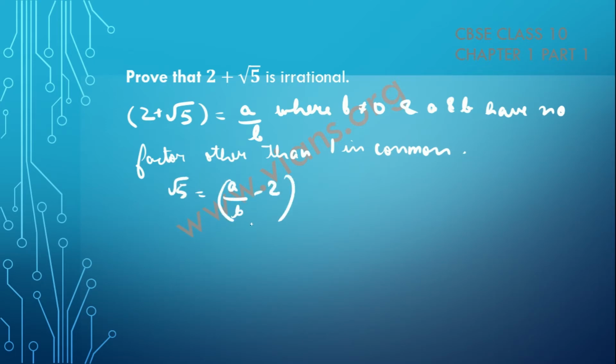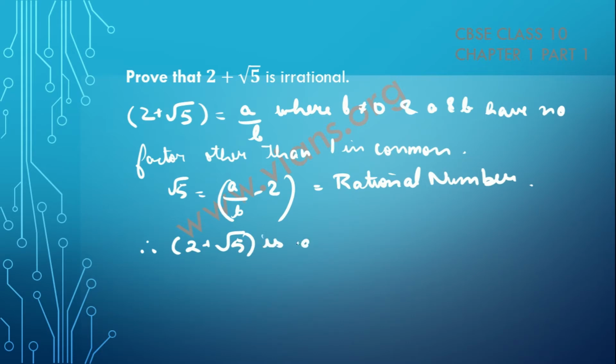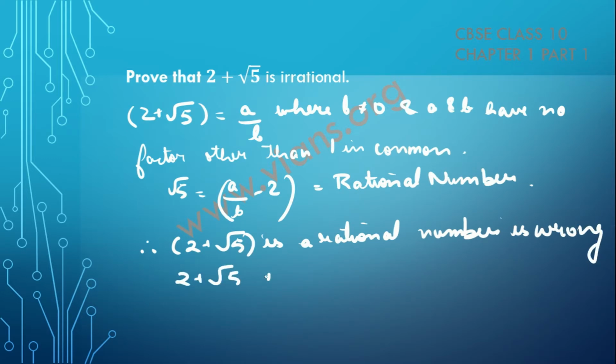Now, since a by b is a rational number and 2 is a rational number, root 5 should also be a rational number. But we know that root 5 is an irrational number. Therefore, why is this contradiction arising? Because our original assumption that 2 plus root 5 is a rational number is wrong. 2 plus root 5 is irrational.